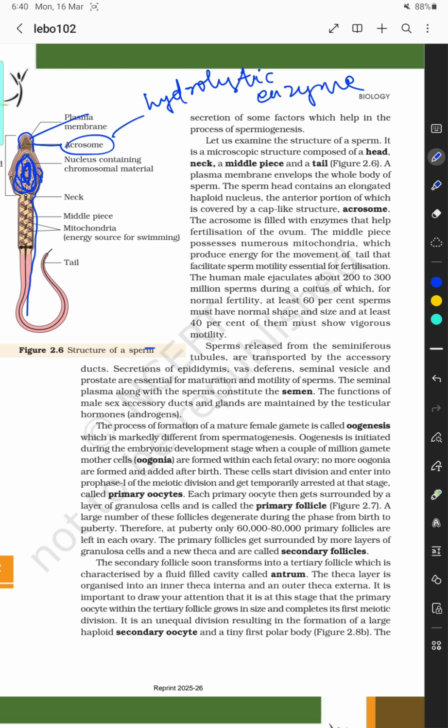In the middle piece, you can see some cylindrical structures. These are the spiral mitochondria. The middle piece is rich in mitochondria, which produce energy for the movement of the tail. This movement of the tail is very essential for the motility of the sperm, so this energy comes from the mitochondria present in the middle piece.